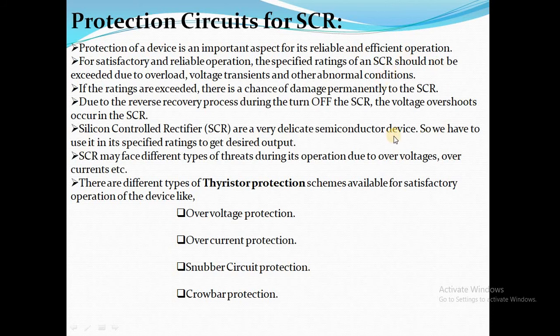Therefore, to protect the SCR from these threats, we are using different protection circuits, that is, over voltage protection. Over voltage occurs due to a high value of supply voltage. Over current occurs due to the increased load. Snubber circuit protection is generally used for over voltage protection, and crowbar protection is used for over current protection.